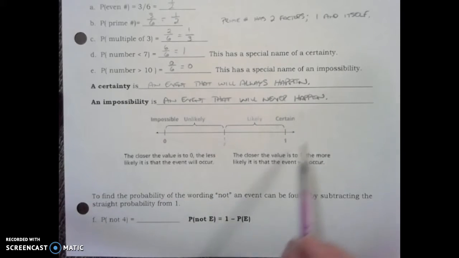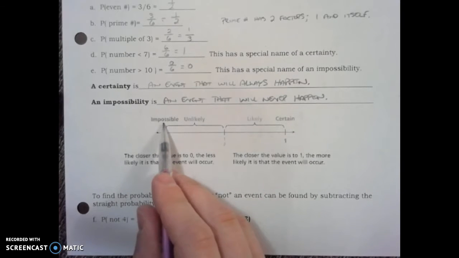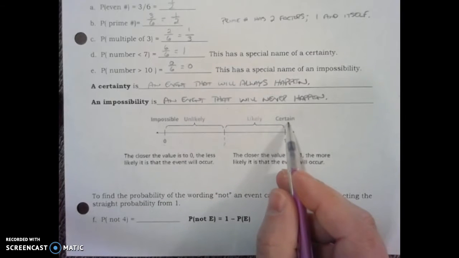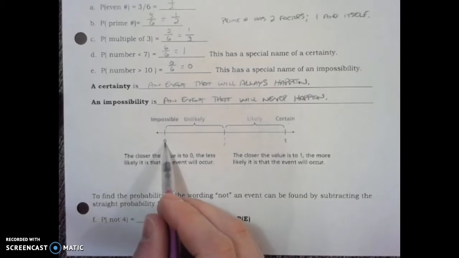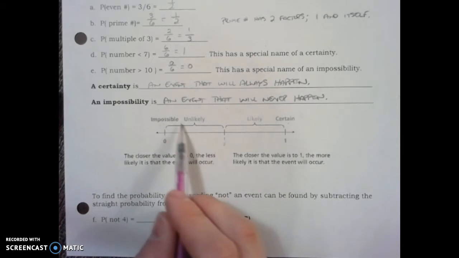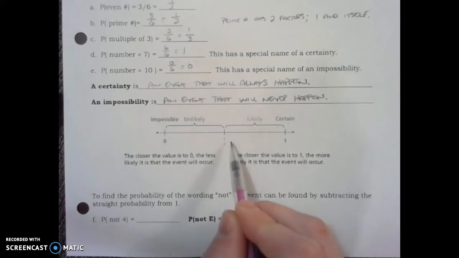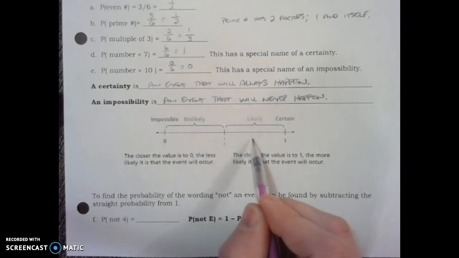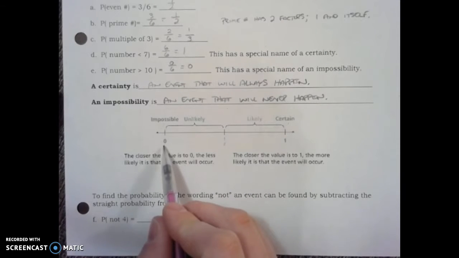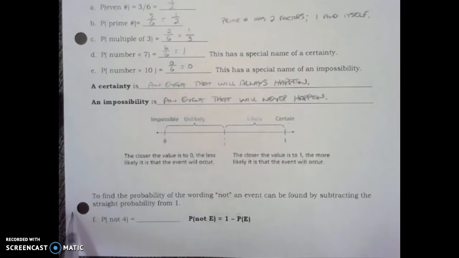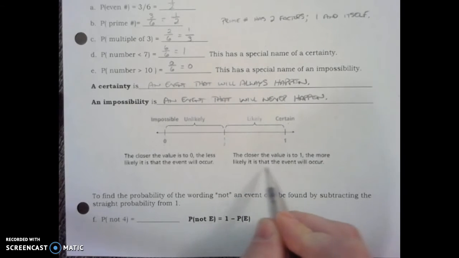Okay, so looking at this chart here, this lists all of the different probabilities. They range between 0, which is an impossibility, and 1, a certainty. The closer that probability is to 0, we call that event unlikely. If it's greater than a half, we call that a likely probability. So again, it's important to remember that probabilities range between 0 and 1. The closer the value is to 0, the less likely it is that that event will occur. The closer the value is to 1, the more likely it is that the event will occur.